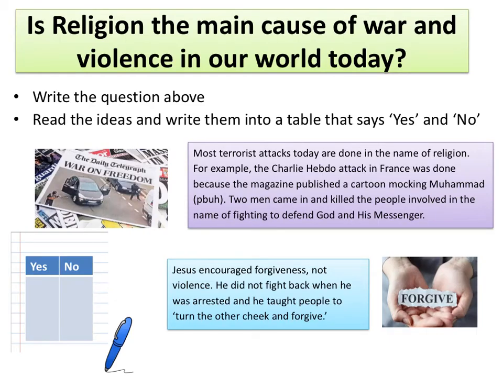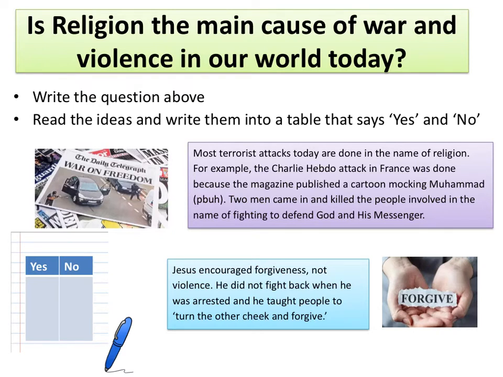The next thing we need to consider is whether religion is the main cause of war and violence in our world today. Write that question down and then draw a table just underneath, on one side saying yes, the other side saying no. As I go through the different ideas that we could have to be able to answer this question, write them in your own words on either side of the table. Pause the video if you need more time to be able to write them down in your own words, and have a look at the teachings that you've got and try to get down as many of them as possible.